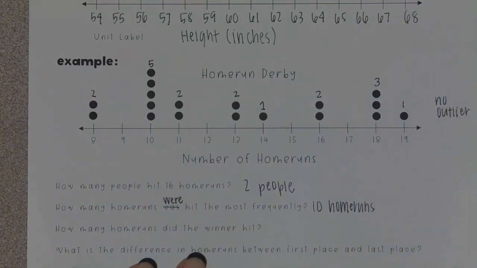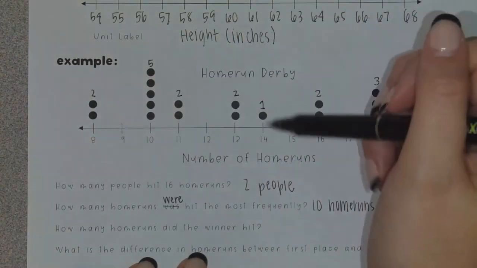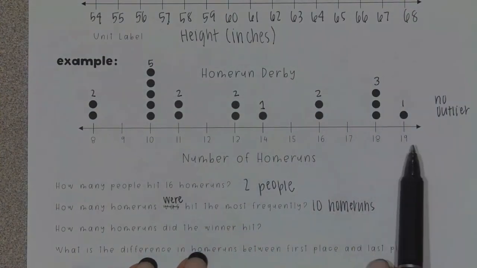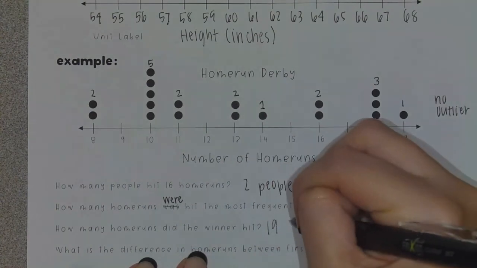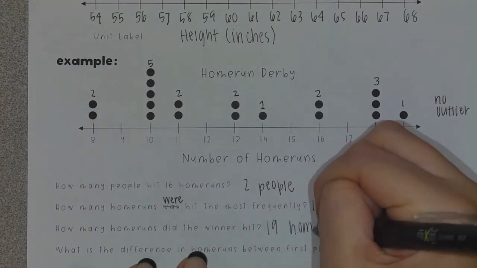How many home runs did the winner hit? So the winner is who hit the most home runs. It's not who has the most dots. That would be the greatest value on our number line that has a dot above it. So that would be 19 home runs. Or excuse me, yes, 19 home runs.